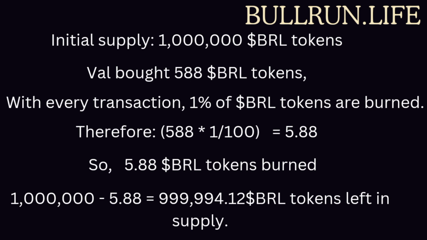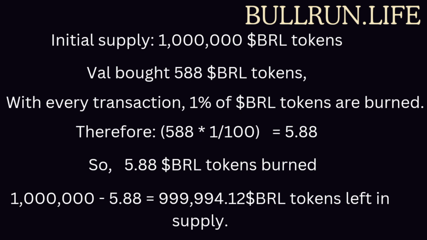You remember I said that with every transaction, with every trade, 1% of BRL tokens is banned. So Val has just bought 588 tokens, meaning this is a buy. You will take the 588 tokens that Val just bought and multiply by 1%. So you'll put 588 times 1 over 100 and you will get 5.88 BRL tokens. So those are the tokens that have been burned.